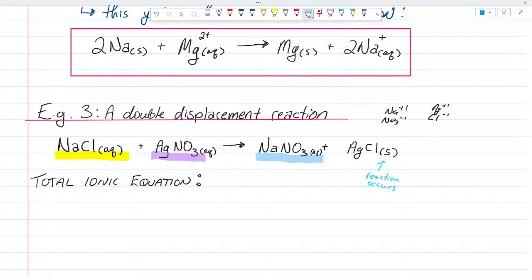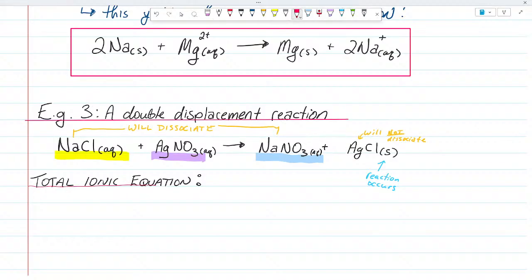Anyway, sodium nitrate. All of these will dissociate, right? Because they're all aqueous. But of course, it's important to remember that sodium chloride will not dissociate. That, in fact, is why the reaction occurs, right? Because we have an insoluble product. So write your total ionic equation, but make sure when you do so that you don't dissociate the silver chloride because it doesn't dissociate.